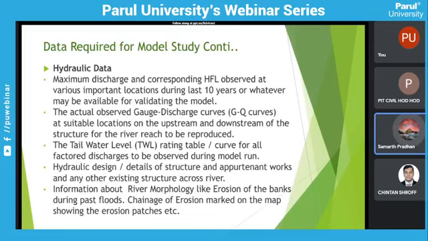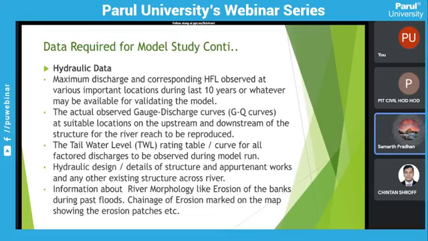Once our reproduction is over, in virgin condition, before constructing the structure on the model, we first run the model to validate it. So this data is required for validation of the model. The actual observed gate discharge curve is the most important data required for validation of the model.